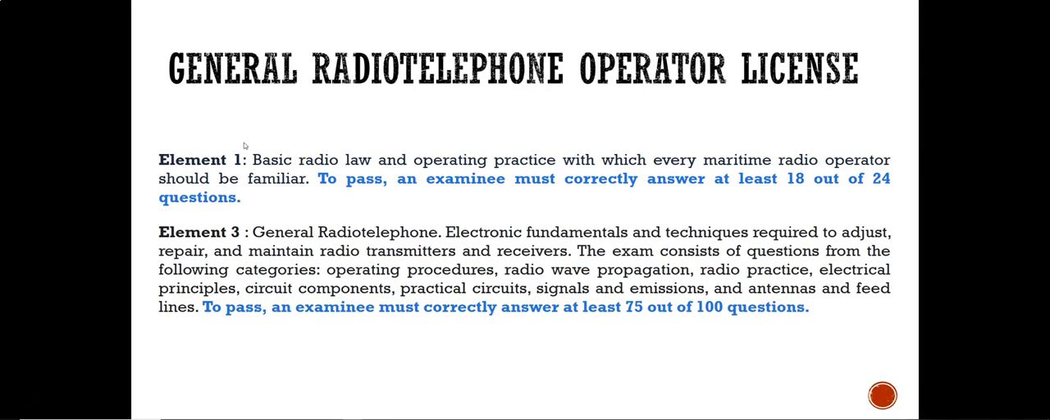Now next, let's learn about these two different elements, element 1 and element 3, which you need to take under this examination license. In element 1, you will have to learn about basic radio law and operating practice with which every maritime radio operator should be familiar. To pass this exam, you must correctly answer at least 18 out of 24 questions. And in element 3, you need to know about general radio telephone, electronic fundamentals and techniques required to adjust, repair, and maintain radio transmitters and receivers.